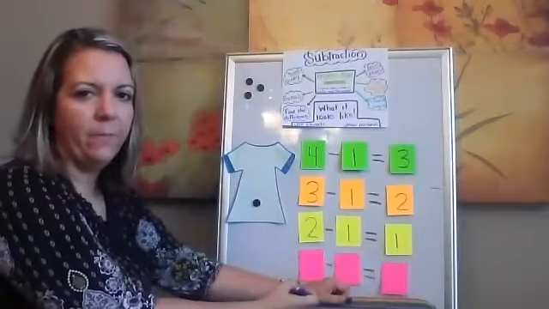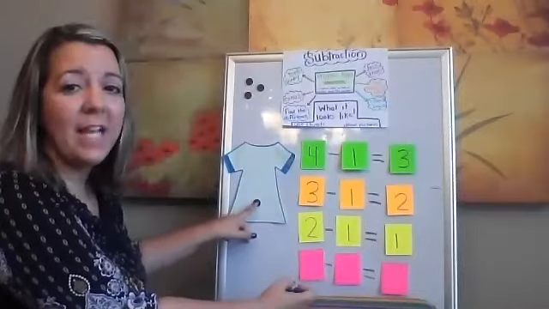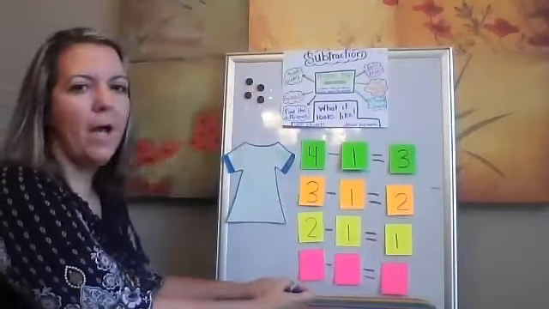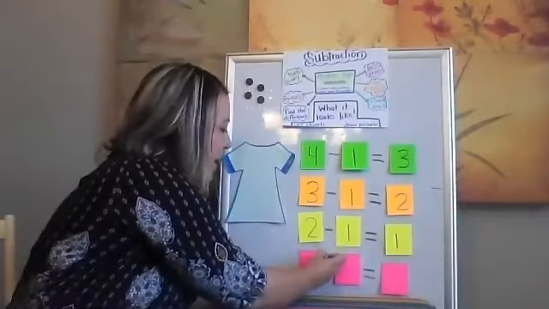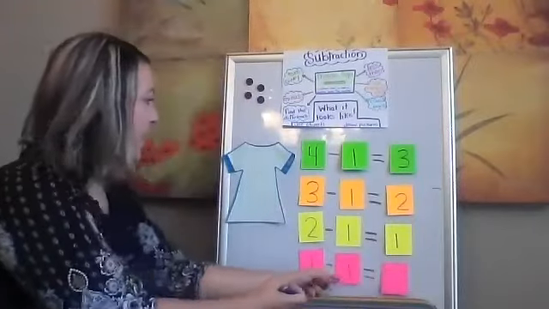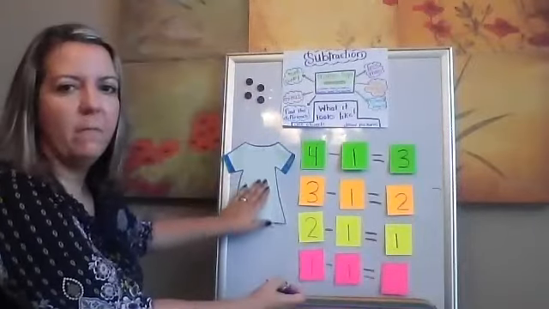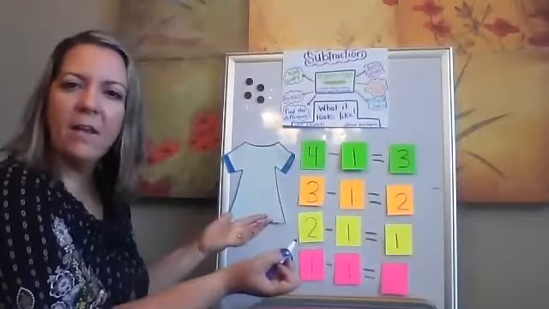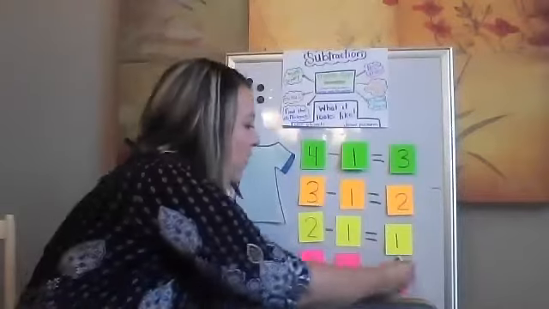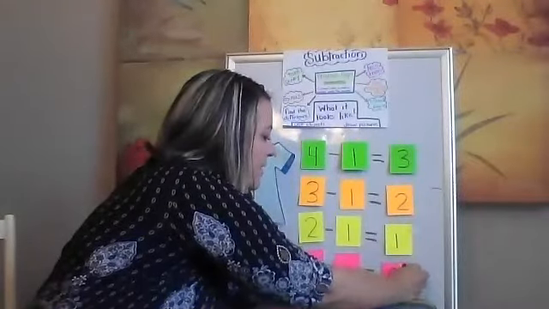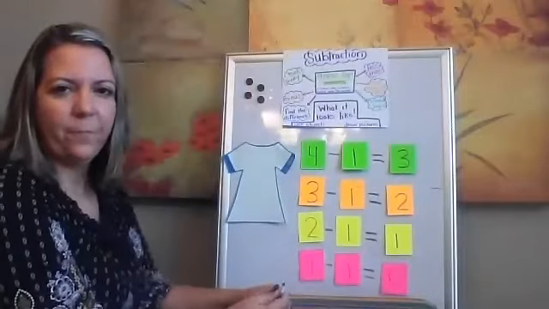1. And what happens when that last little button pops off? Pop. He had 1 button, and 1 button fell off. How many are left? There aren't any buttons. What is the number that means none? 0. He has 0 buttons left.